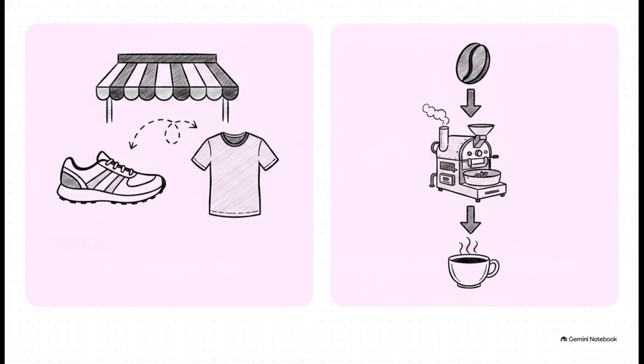Next is vertical diversification. This is where you expand along your own supply chain, so you can move backward toward your raw materials, kind of like a local coffee shop deciding to roast its own beans, or you can move forward, getting closer to the consumer, like opening your very own distribution channel.